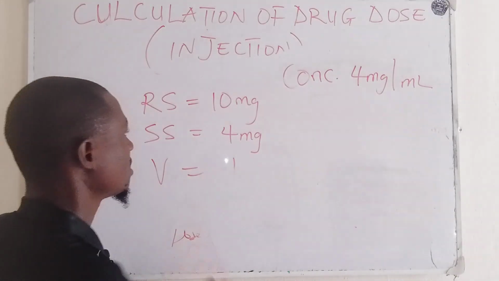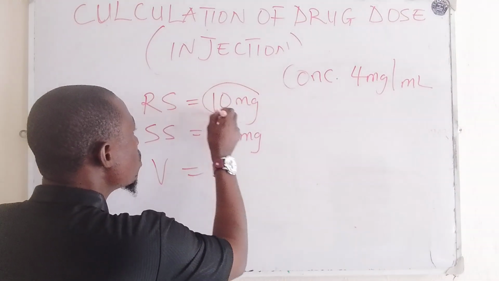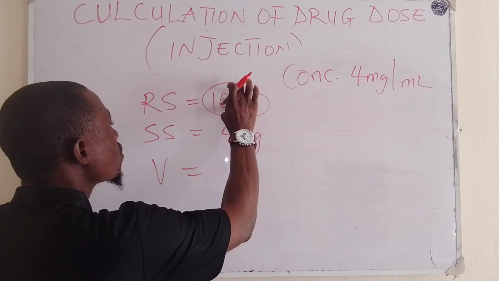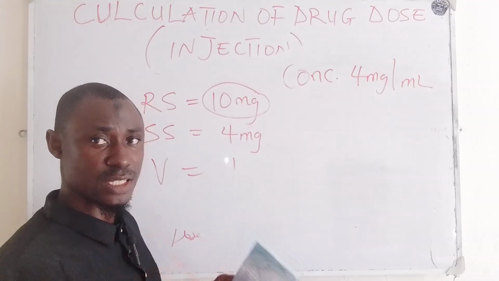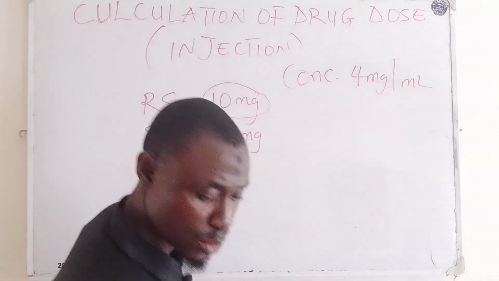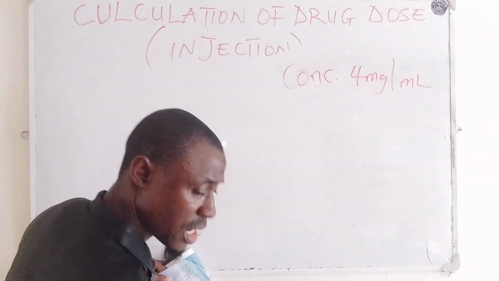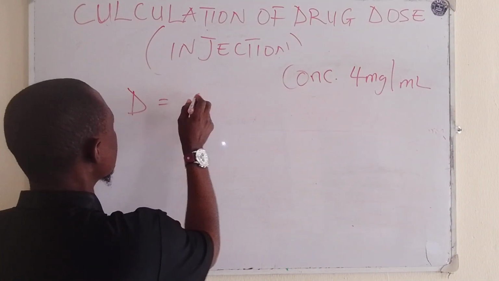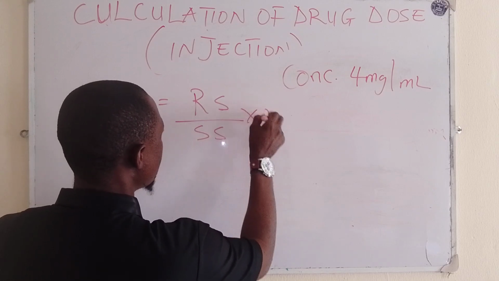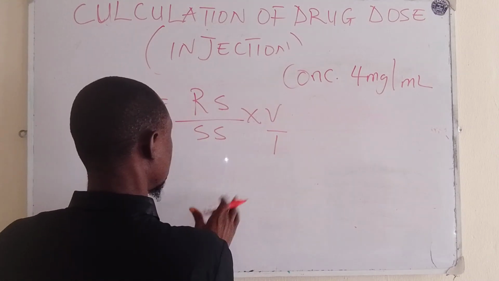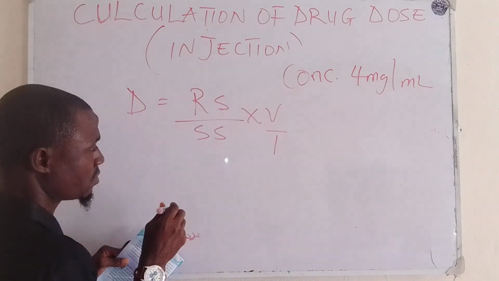So if I have this, how do I calculate the dose? This is what we want to convert from milligrams to mils, so that we can withdraw the drug. Using the formula that we have stated previously, dose is required strength over stock strength multiplied by volume over 1.